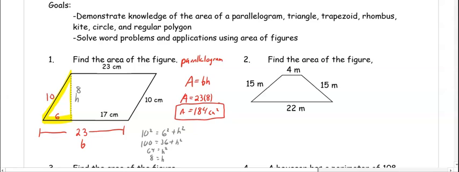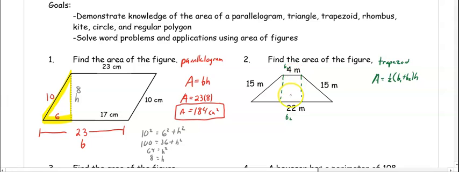In number two, we have a trapezoid. To find the area of a trapezoid, our area is equal to 1/2 base 1 plus base 2 times the height. So if we're looking at this trapezoid, we know the bases are 4 and 22. We can draw in a dotted line to create the heights in our trapezoid. So this is going to create a rectangle and two triangles.